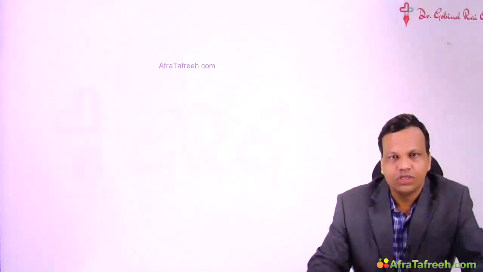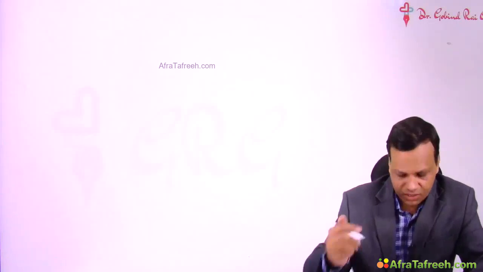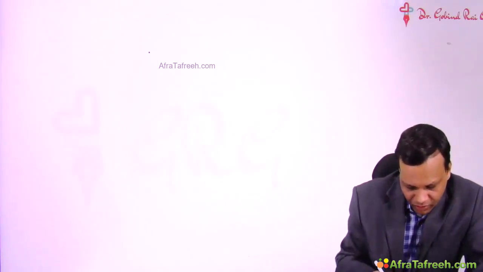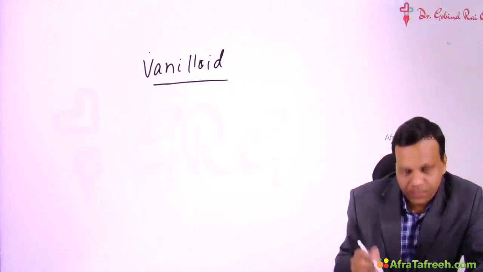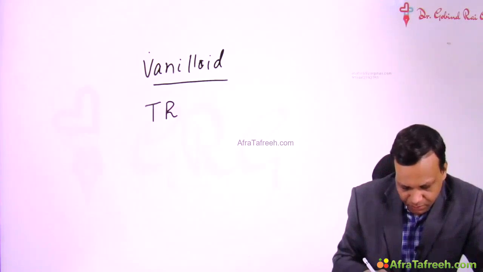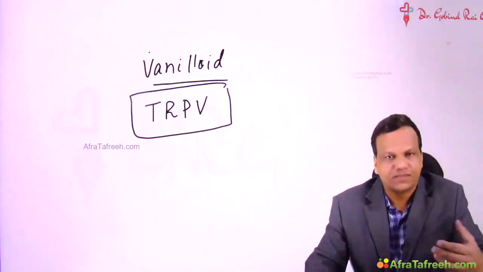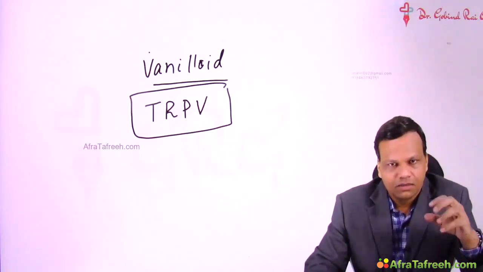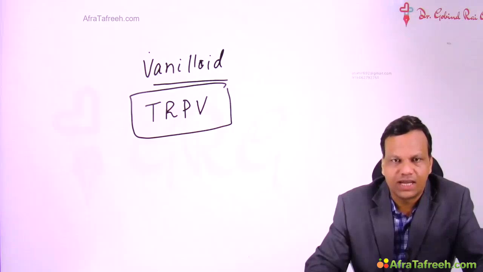There is one more theory to explain the analgesic mechanism of paracetamol. This theory says that a metabolite of paracetamol acts by stimulating vanilloid receptors. There is a receptor known as transient receptor potential vanilloid, TRPV. It is assumed that the metabolite of paracetamol may act through this receptor to produce the analgesic effect.